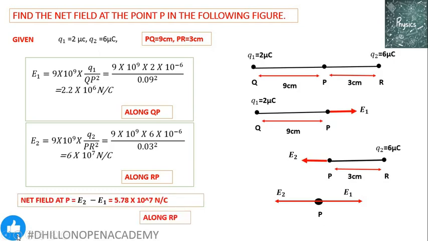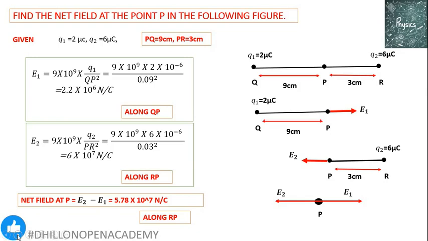Now because both electric fields are acting at 180 degrees with respect to each other, when we apply the law, the equation of triangle of vector addition, that resultant vector is equal to square root of a square plus b square plus 2ab cos theta. Here theta is equal to 180.